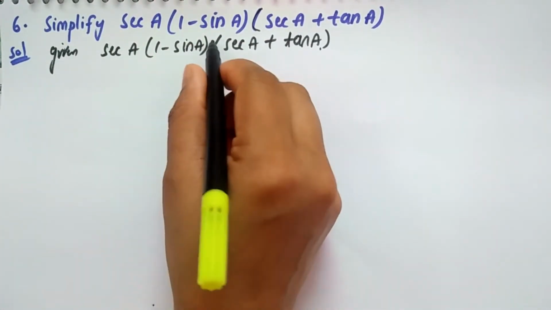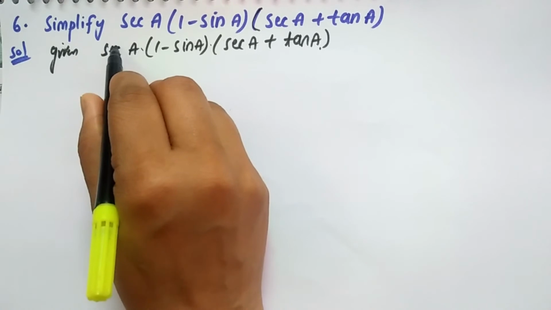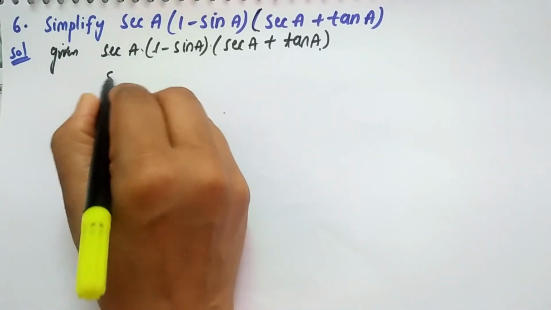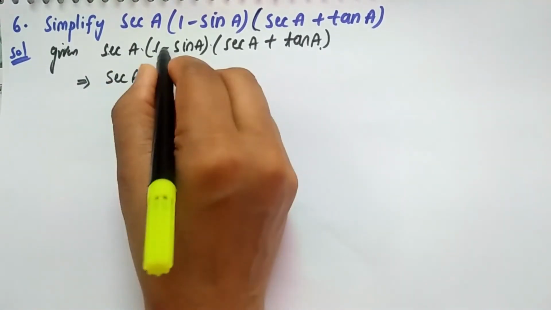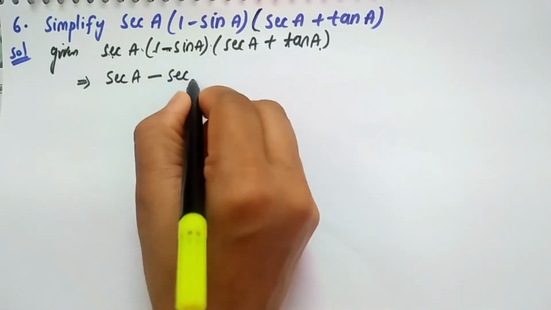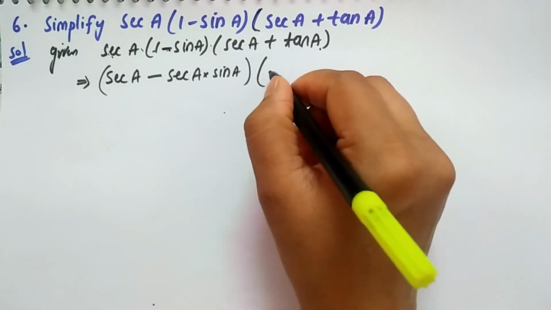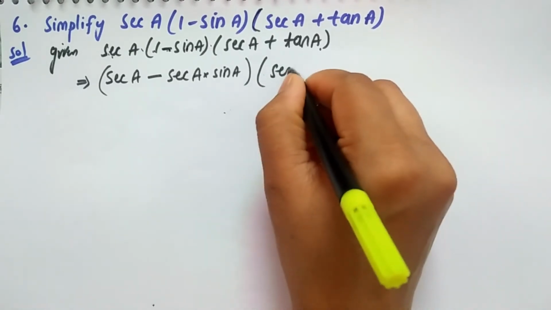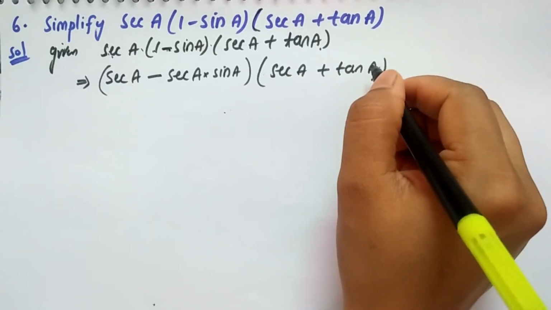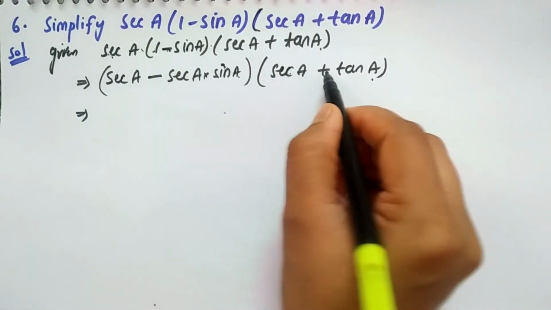Okay. Now, what are we doing here? Everything is in multiplication. So we'll be multiplying. First, we'll multiply secant with the first term. So secant A into 1 is secant A. Minus secant A into sine A. Right? We got this. Next, it is into secant A plus tan A. Okay, we got this.